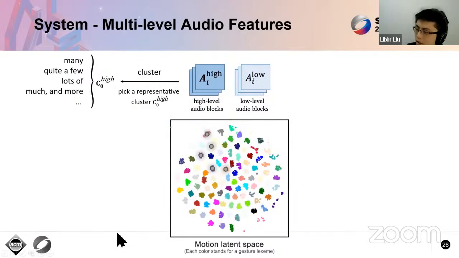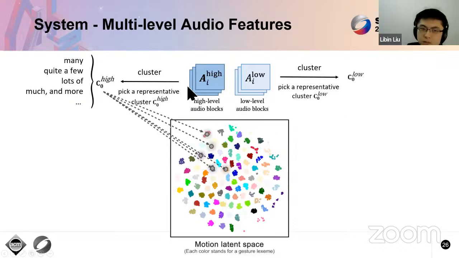This is our motion latent space. We cluster the motion into this space using VQ-VAE. After we train this audio encoder, we can cluster the high-level audio features using KNN. We find that each of these audio clusters corresponds to a set of semantically similar words. And each of these semantically similar clusters corresponds to a small number of motion clusters.